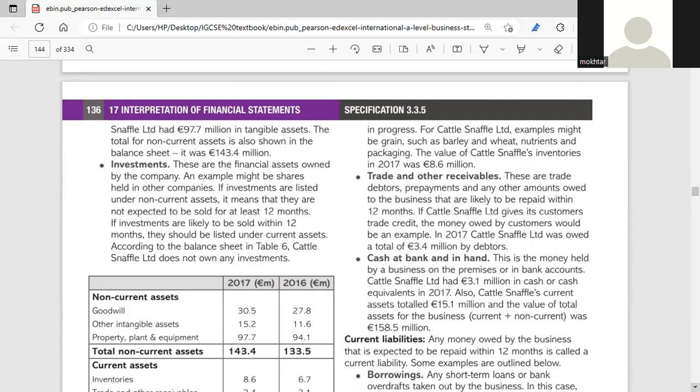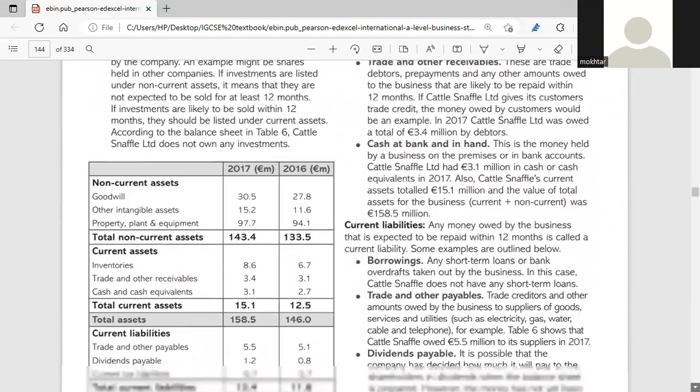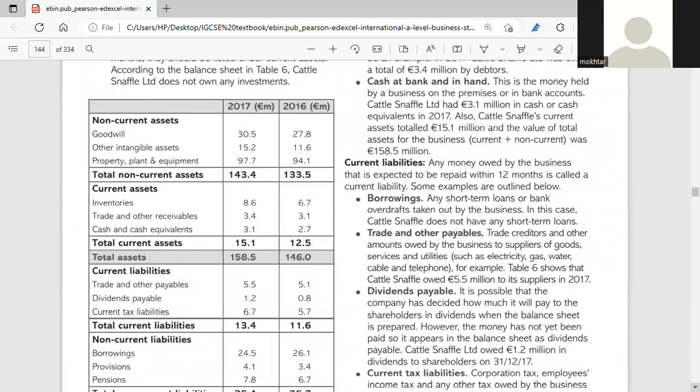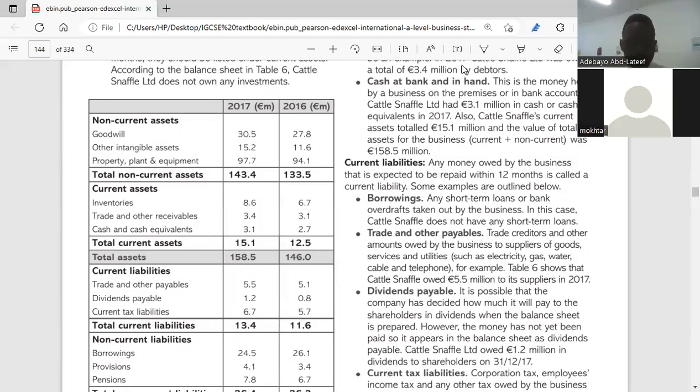That's about that. So look at the statement of financial position here. We have the non-current assets, which are the goodwill, other intangible assets. Then we have tangible assets like the property. We have the current assets. These are assets that can only last within a year. We have the inventory, which are stocks. We have the trade and other receivables. We have the cash and cash equivalents. So the non-current assets plus your current assets gives you your total assets.